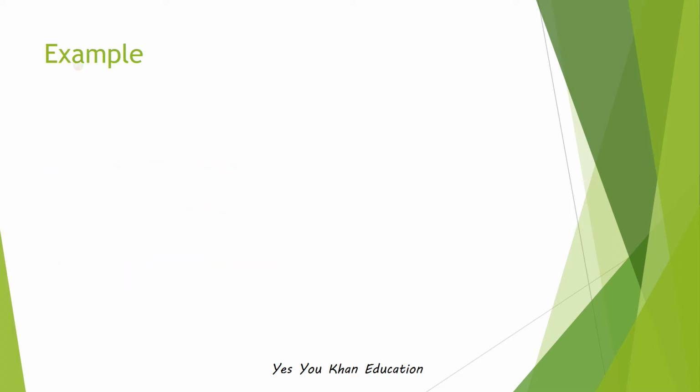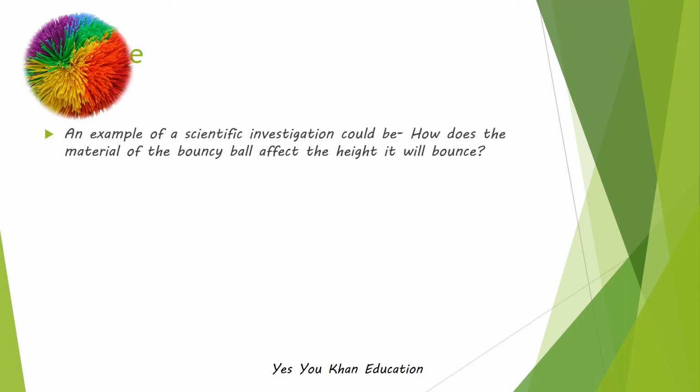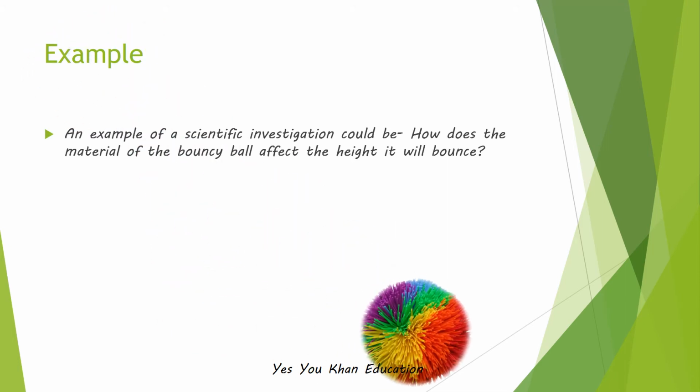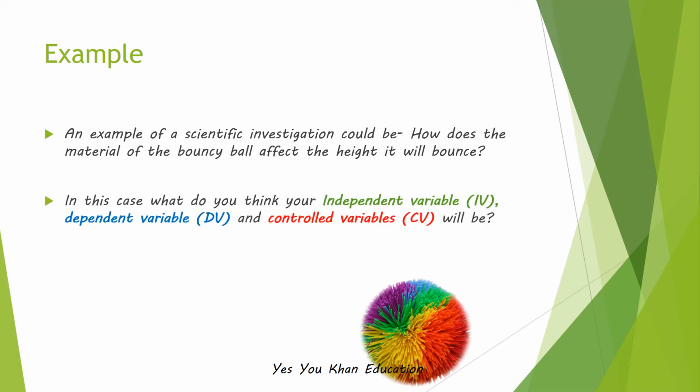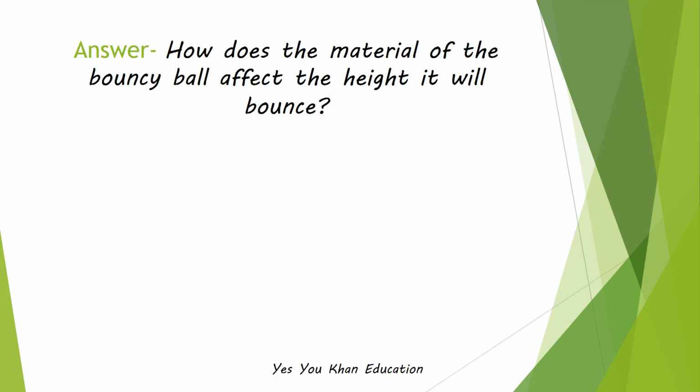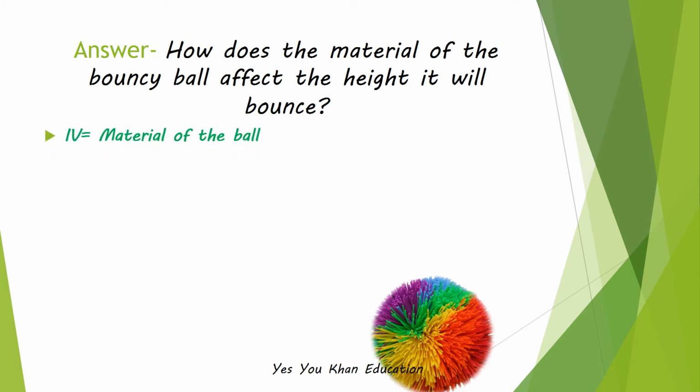Let's look at an example. So I've got a really cool bouncy ball. Now, one question could be, how does the material of the bouncy ball affect the height it will bounce? So in this case, what do you think your independent variable, IV, your dependent variable, DV, and your controlled variables, CV, will be? Why don't you stop and pause the video and have a think? So here's the answer. So the IV is the material of the ball. The DV is the height it bounces in centimeters.